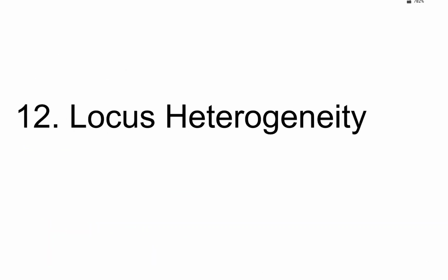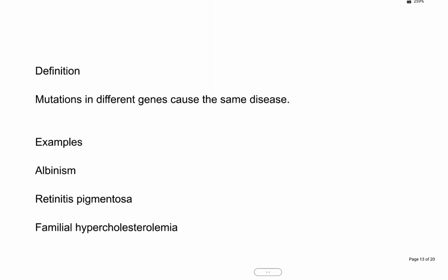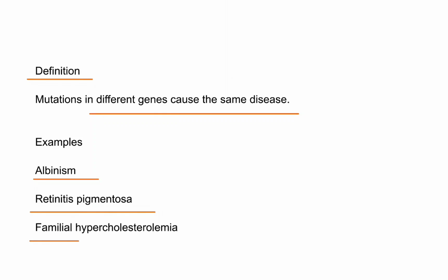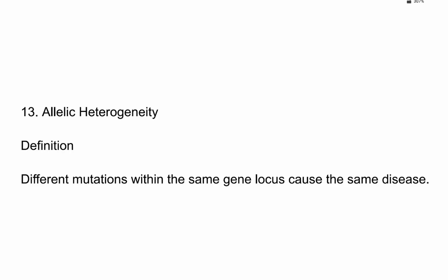Now we will discuss locus heterogeneity. So what is locus heterogeneity? Definition: mutations in different genes cause the same disease. For example, albinism, retinitis pigmentosa, familial hypercholesterolemia.